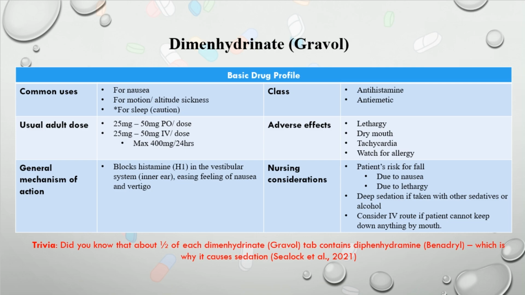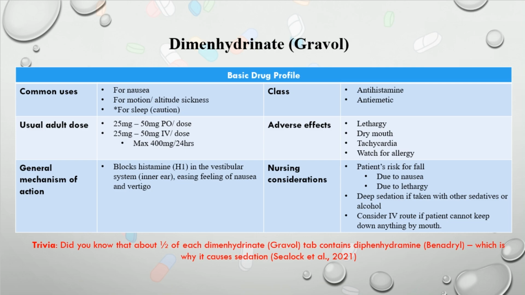Now, some of the side effects are going to be lethargy, drowsiness, dry mouth, tachycardia. Now, these are related to its anticholinergic effect. And as always, we're going to watch for allergies. Now, how it works is because it is an antihistamine, it's going to block histamine receptor H1 in the vestibular system in your ears, and therefore easing the feeling of nausea and vertigo. So the vestibular system is one of the systems that actually causes nausea when it's triggered. Think about it like when you go on a roller coaster, and that's how you get nauseous, for instance, and that's where the vestibular system is.